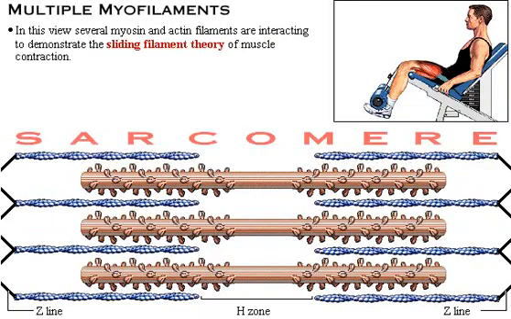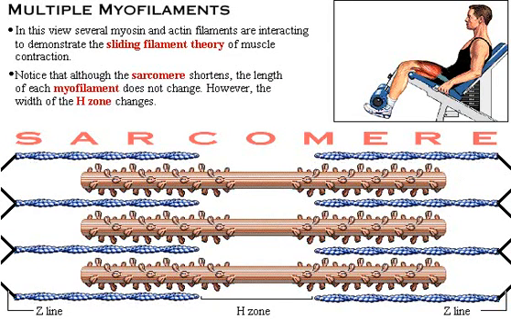In this view, several myosin and actin filaments are interacting to demonstrate the sliding filament theory of muscle contraction. Notice that although the sarcomere shortens, the length of each myofilament does not change. However, watch as the width of the H zone changes. Click a thin filament to start the contraction.